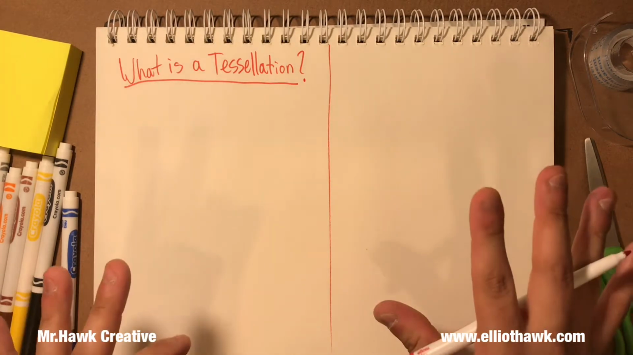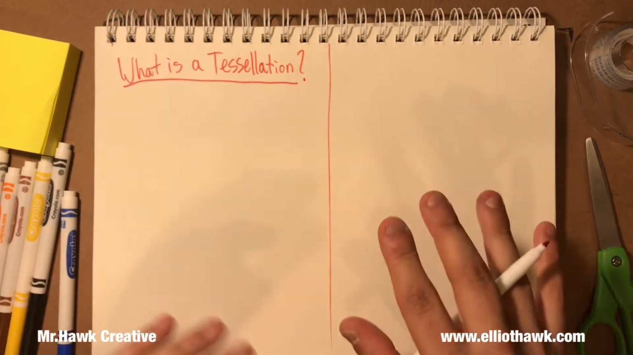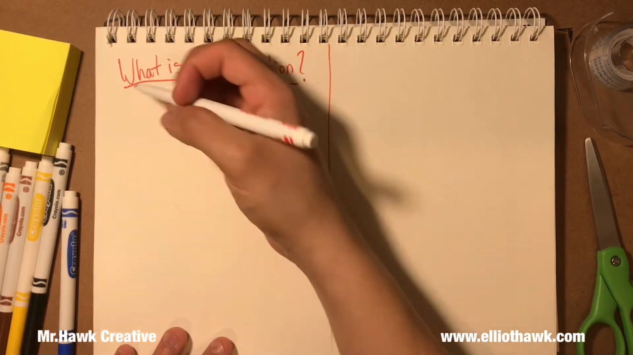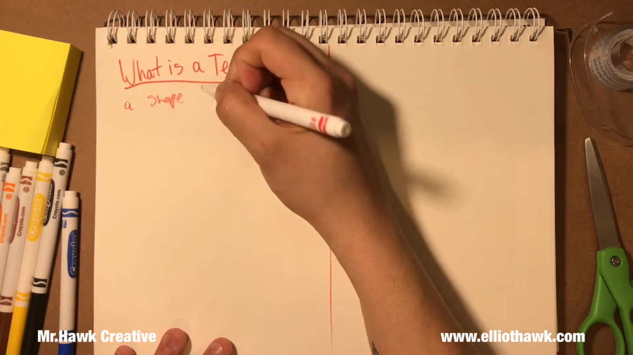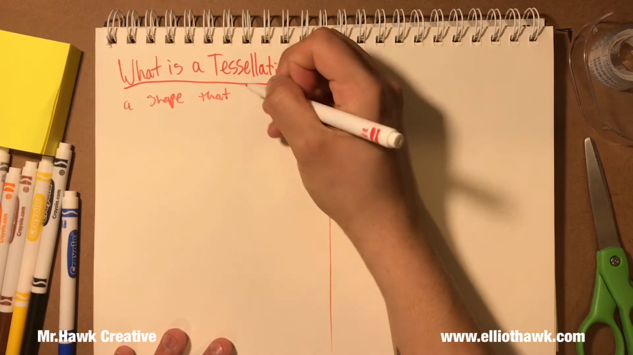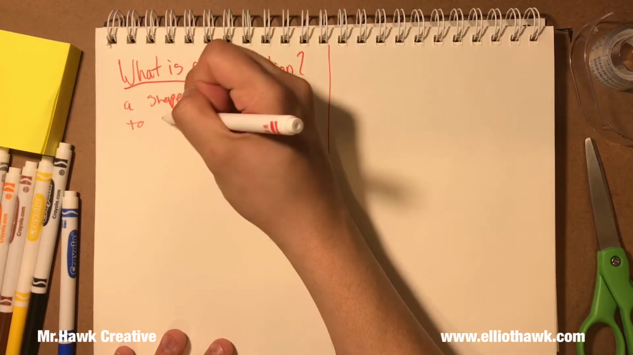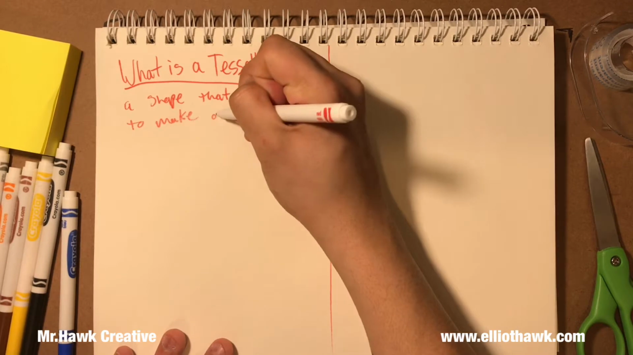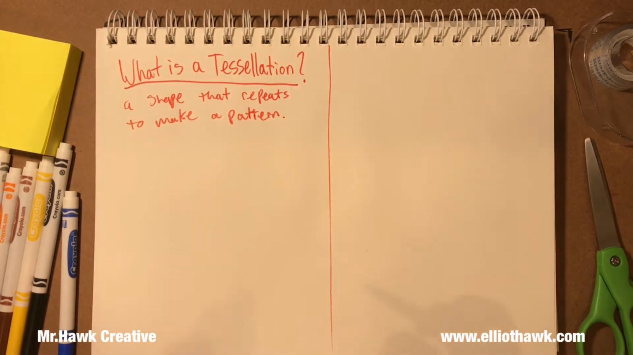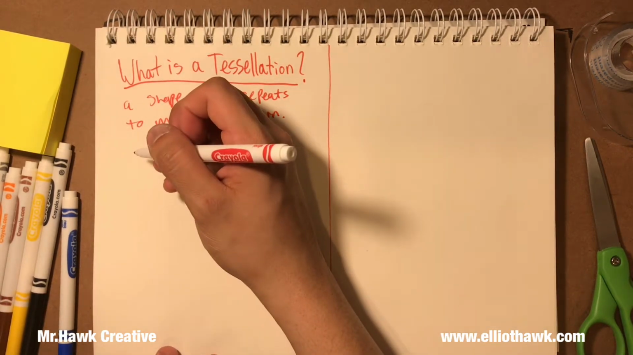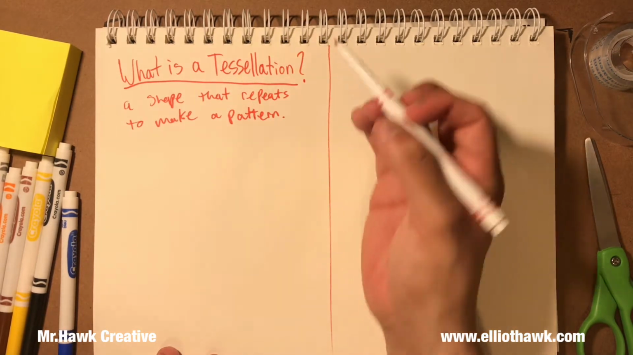So you're probably thinking, what is a tessellation? So let's go over that before we get into the main project. A tessellation is a shape that repeats to make a pattern. Okay? Now what do I mean by this? I mean things like a chess set, right? What is that? That's nothing but squares, right?